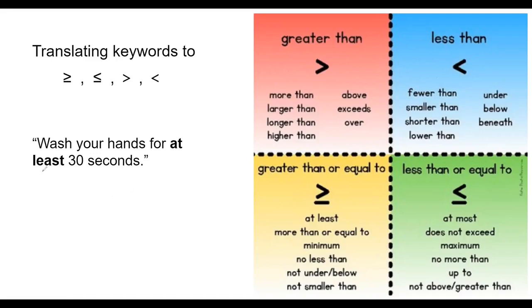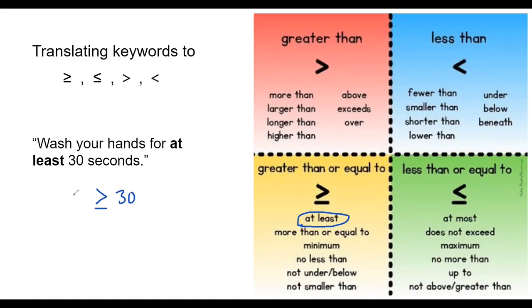So let's just make a simple example here. This statement over here: wash your hands for at least 30 seconds. Which of these operators would we use? Well, we can see that "at least" is in this group. That means it should be greater than or equal to. And we are greater than or equal to the number 30.